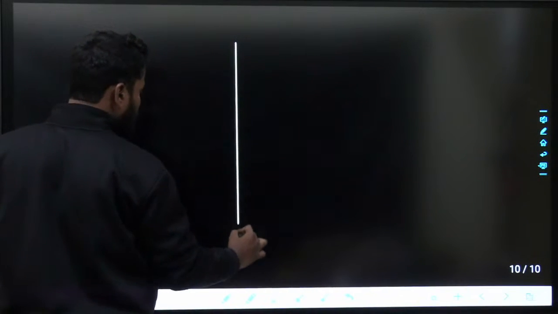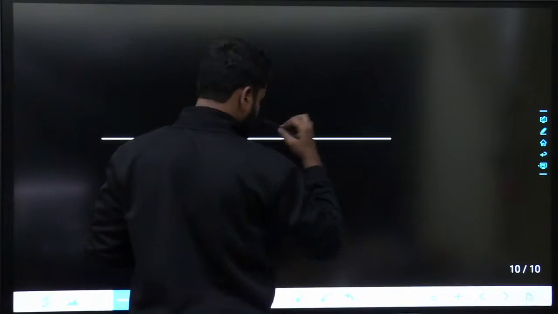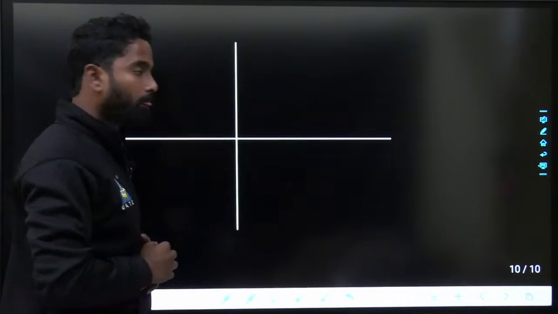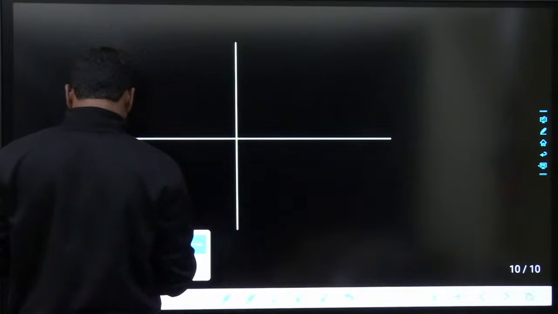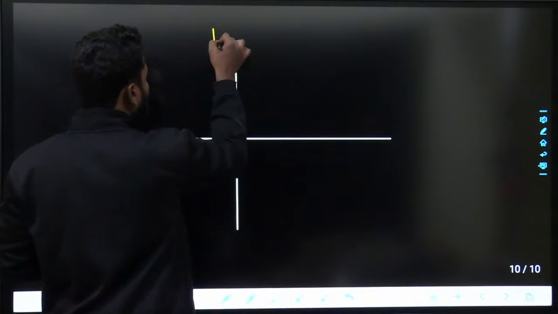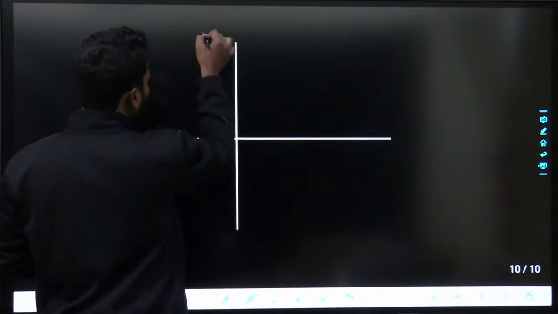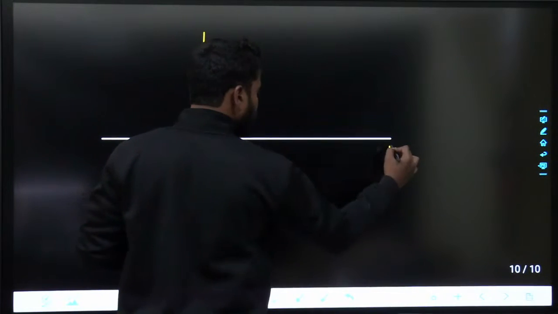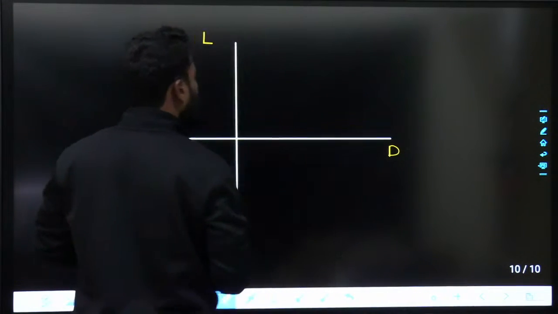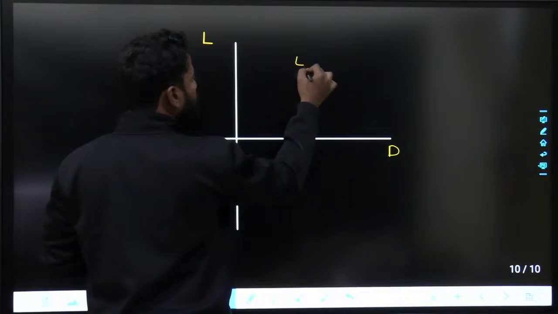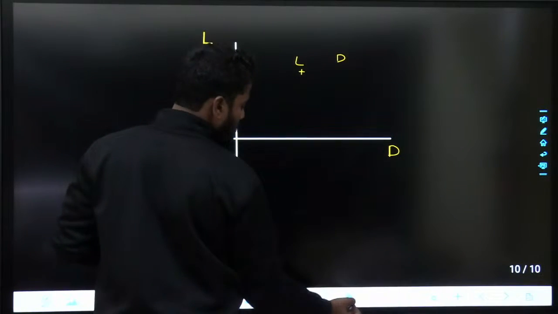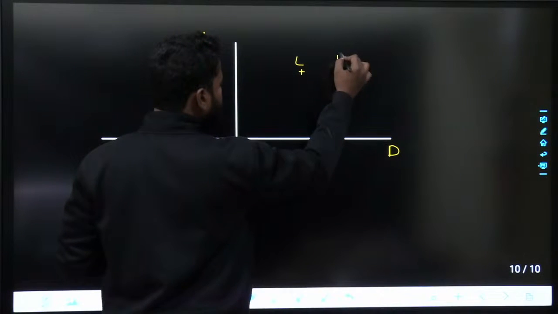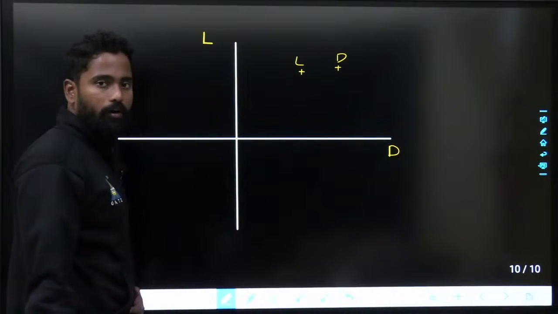Always in surveying, remember one thing: try to draw the picture. Fine. This will be latitudes. This will be departure. So if latitude is positive and departure is positive, it is in the first quadrant, right?